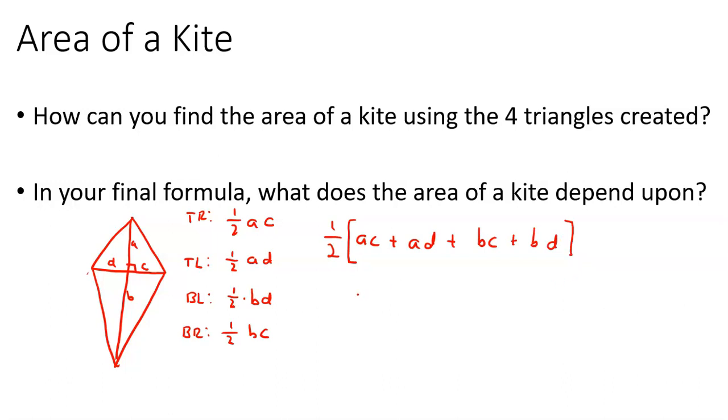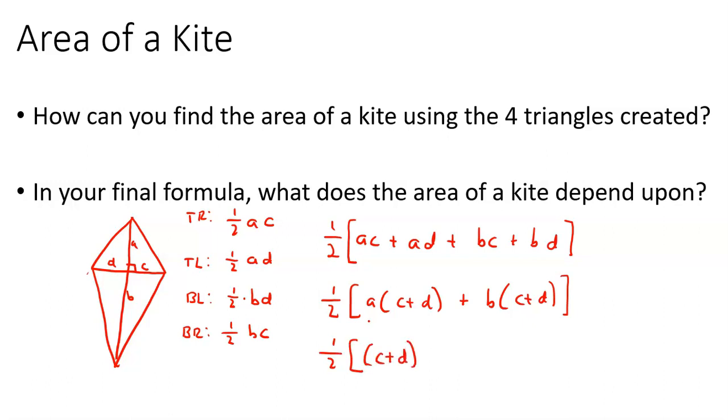Let's take the first piece and factor out an A. And then we'll take the other two terms and factor out a B. And then we'll do one more factoring. Let's pull the C plus D out of both terms. That leaves me with an A over here and a B over there. Okay, what have I just created?